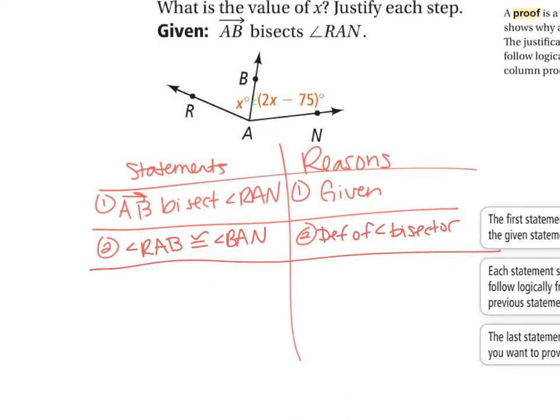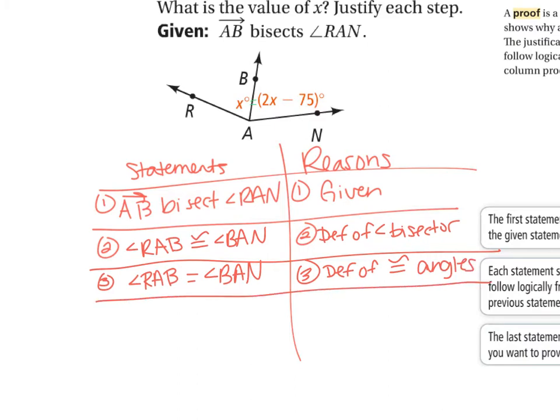Okay. Well, we need to start doing some math to solve for x, so we need to get rid of that congruent symbol and get an equal sign in there, because you don't solve math problems with a congruent symbol. So the third step is we have to switch that symbol to an equal sign, because if angle RAB is congruent to angle BAN, then angle RAB is equal to BAN. I know this is weird. So how do I know that they're equal? Because that's the definition of congruent angles. I know that seems like a redundant step, but that's just how you do this.